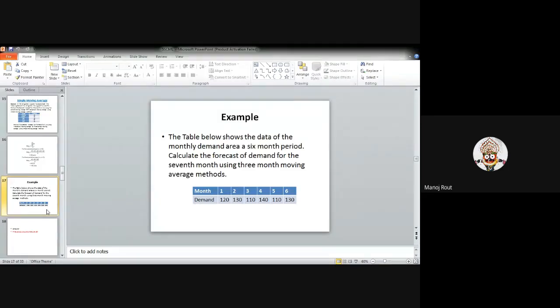I think you have a small doubt regarding the number of months. Clear? Here, the month is not calculated; the moving average is calculated. That means you have to take the previous 3 months' data, that is 140, 110, and 130. That means the 4th month, 5th month, and 6th month data should be taken. That is 140 plus 110 plus 130 divided by 3. Clear? Clear? Okay, sir. Yes, sir.